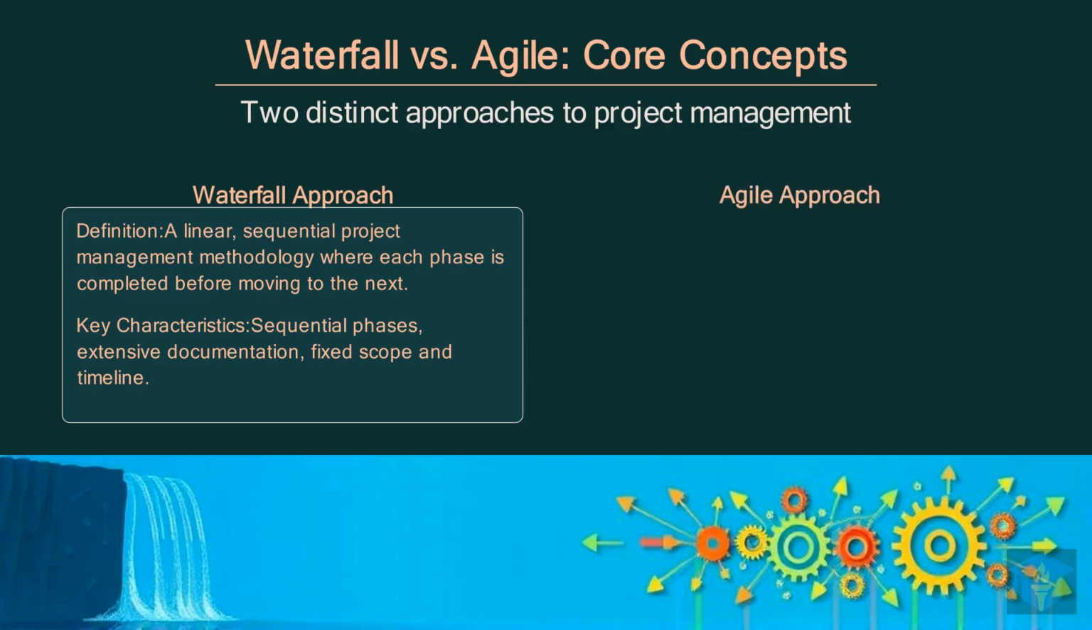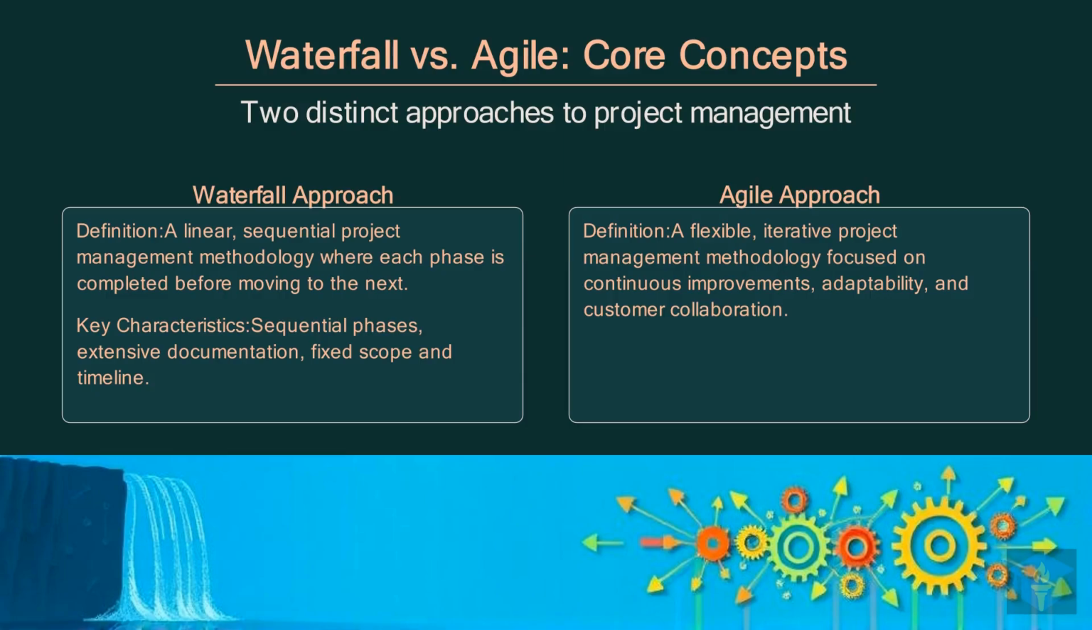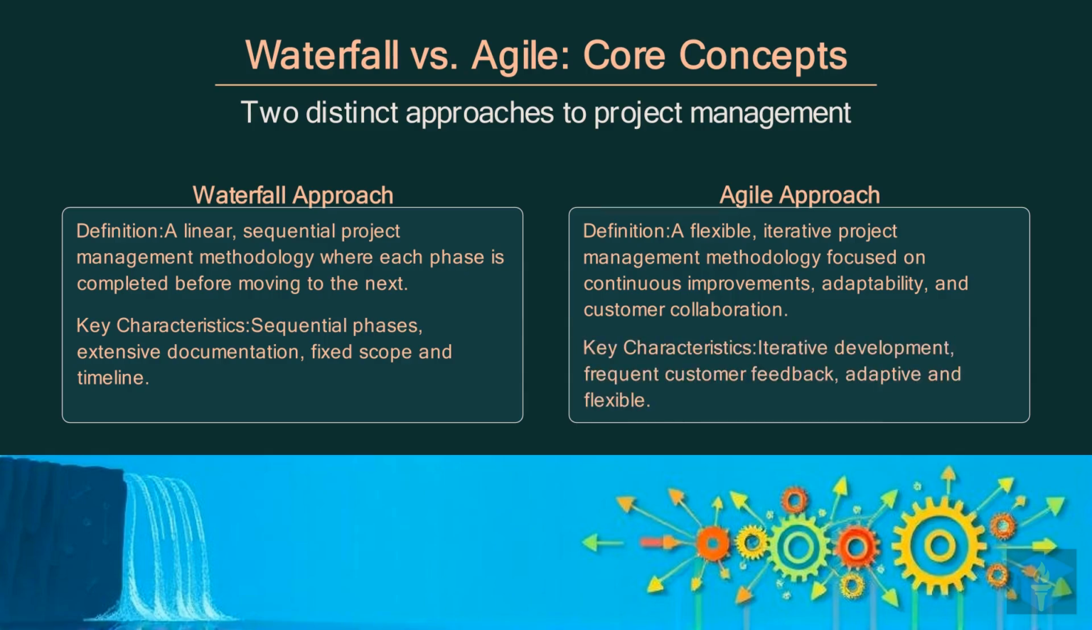Now, let's look at the Agile approach, a more modern and adaptive way to manage projects. Agile is a flexible, iterative methodology, emphasizing continuous improvement, adaptability, and strong customer collaboration throughout. Its key characteristics are iterative development, frequent customer feedback, and an adaptive, flexible nature.